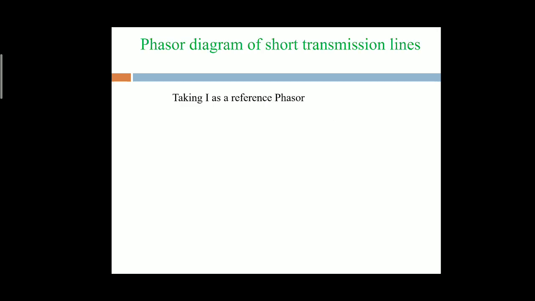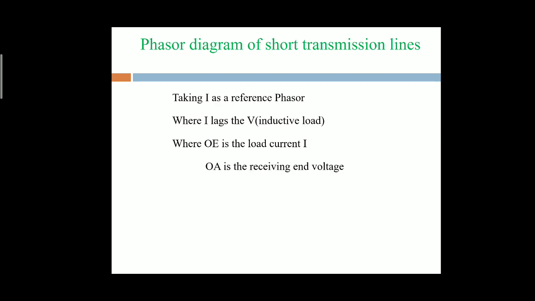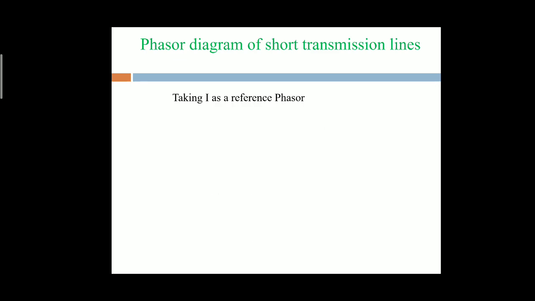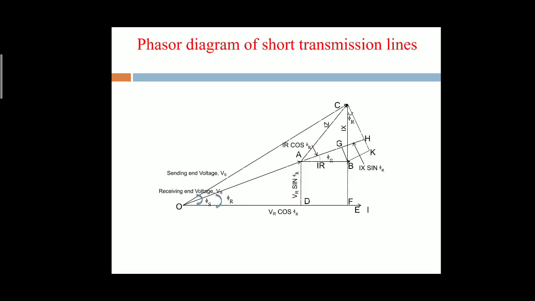Next, taking I as the reference phasor, where I lags V, due to the inductive loads. Then OE is the load current and OA is the receiving end voltage, AB is the resistive drop, BC is the reactive drop, and AC is the line impedance drop. OC is the sending end voltage Vs.